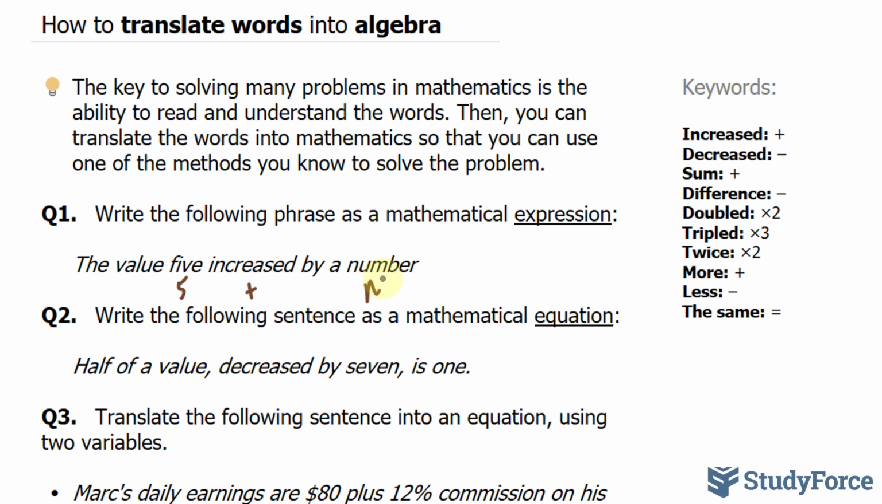Therefore, our final expression is 5 plus n. The next question reads, write the following sentence as a mathematical equation. There's a difference between the word expression and equation. Expression, there's no equal sign, whereas in an equation there is.